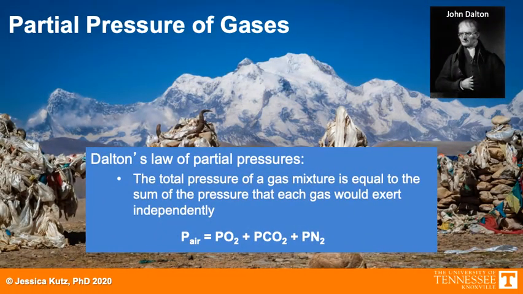Now, before we can discuss how gases diffuse, both in the lungs as well as in the tissues, we have to do some quick review of the partial pressures of gases. And we have a law for the partial pressures of gases, which is called Dalton's law of partial pressures. That was developed by John Dalton, who was an English chemist, physicist, and meteorologist. Dalton's law is quite simple. It just says that the total pressure of a gas mixture is equal to the sum of all the pressures that each gas would exert independently.